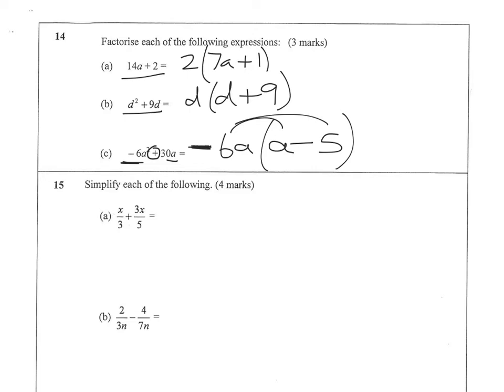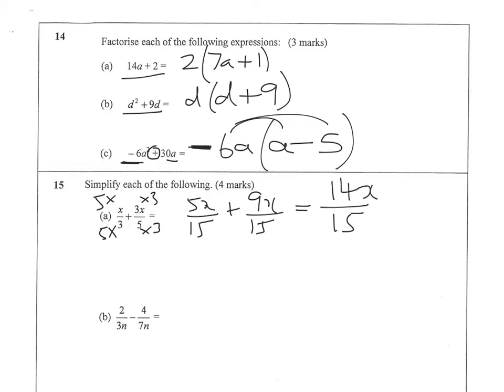we need common denominators. So 3 and 5, what goes over by 3? What's the first number they both go into? 15. So we need to times this by 5. What you do at the bottom must do to the top. Times by 3. What you do at the bottom must do to the top. And we get 5x over 15 plus 9x over 15. Only add the top because our common denominator is 15. 5x plus 9x is 14x.